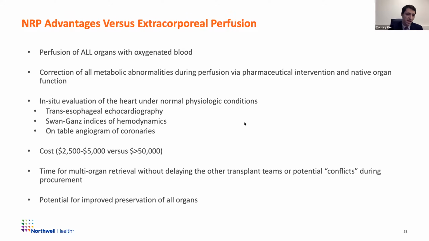Cost also becomes a big issue, and the average cost for a bypass circuit is around $1,200. There's some additional costs just for perfusionist time and things like that, so I rounded up to $2,500 to $5,000 versus greater than $50,000 or even $60,000 for some of the extracorporeal perfusion. I'm not saying that's not worth it. And in fact, like I said, in a synergistic approach, I think it could still make a ton of sense. But the costs certainly are much lower with an NRP approach than they are with extracorporeal perfusion.